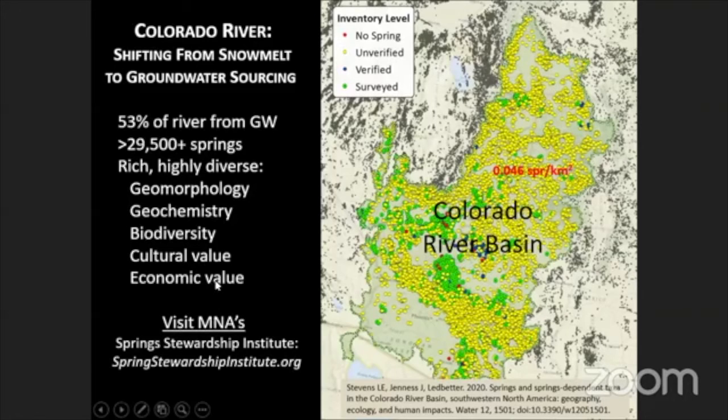So if you want to find out more about this, you can visit the Museum of Northern Arizona Spring Stewardship Institute website, and our next presentation will be about the springs of the Colorado River Basin.